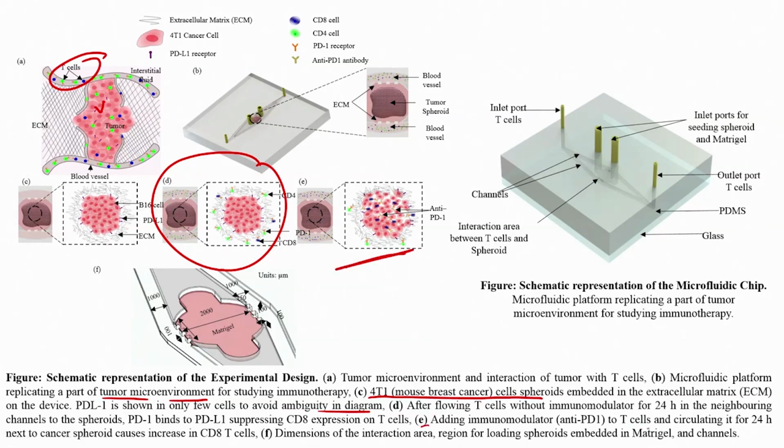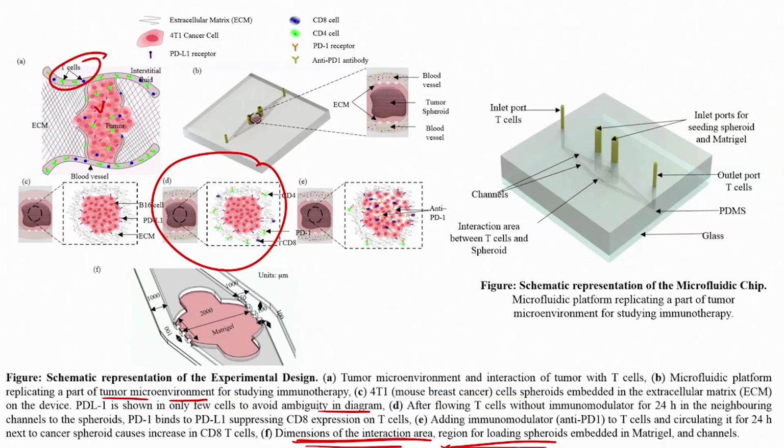it shows that adding immunomodulator to T cells, circulating it for 24 hours next to cancer spheroids, causes an increase in CD8 T cells, right. And finally, F shows the dimension of the interaction area, the region for loading spheroids embedded in matrigel, and channels. So, this is what the diagram shows, right.